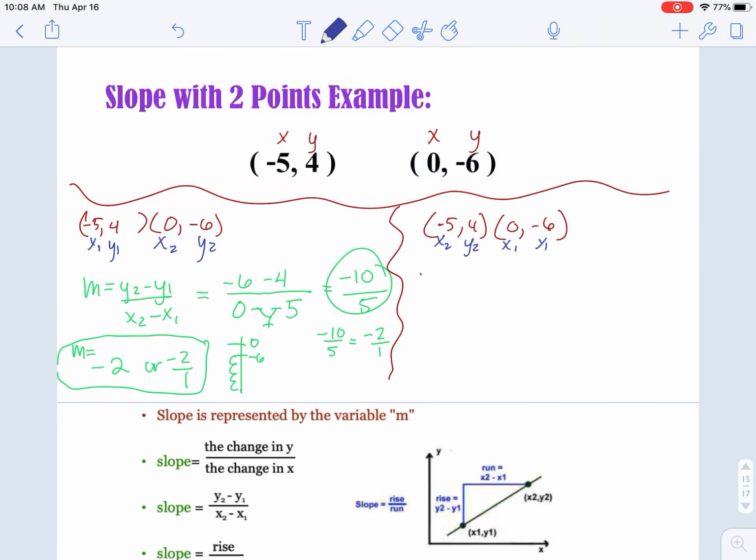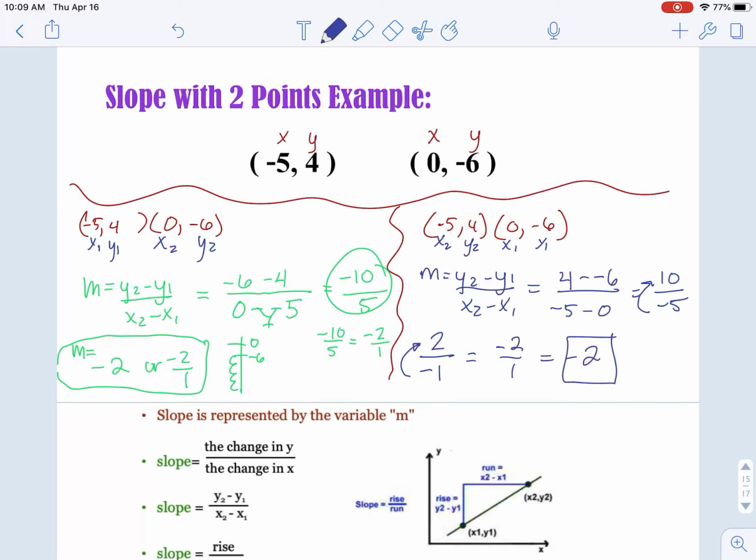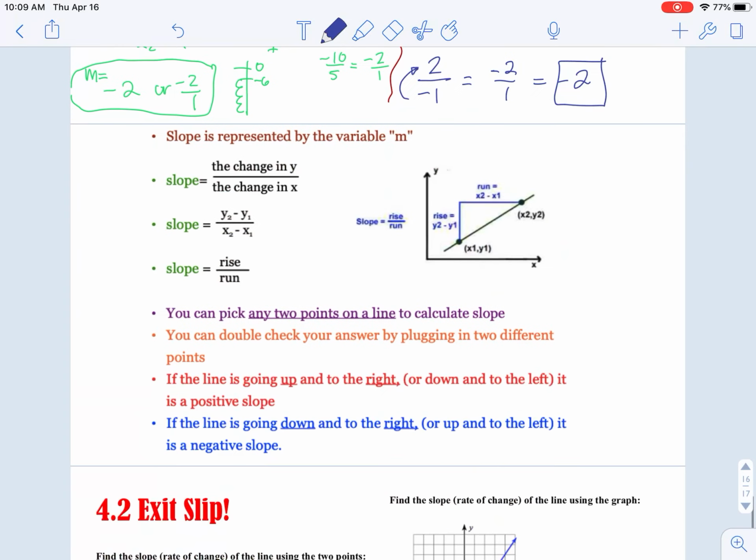This way, I should get the exact same answer. Minus a negative 6 because it's minus, and y1 is a negative 6. Minus a negative is a positive. A positive divided by a negative is the same as a negative. Remember, I told you always move that negative up to the top. So if you get this, you move the negative up to the top. So I get the exact same answer.